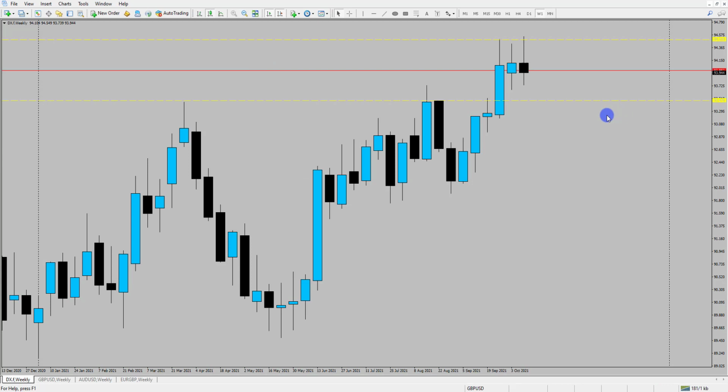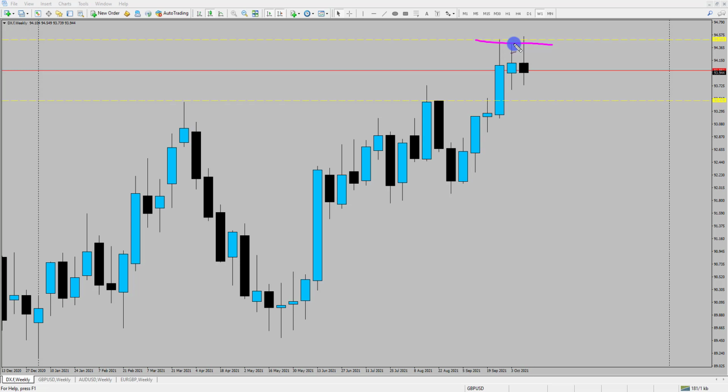Going on to the US dollar index then, what we can see is that on this weekly time frame, we've got this sort of false breakout pattern happening. This was the sort of area that we talked about in the previous video. We then had this really nice inside candlestick form.